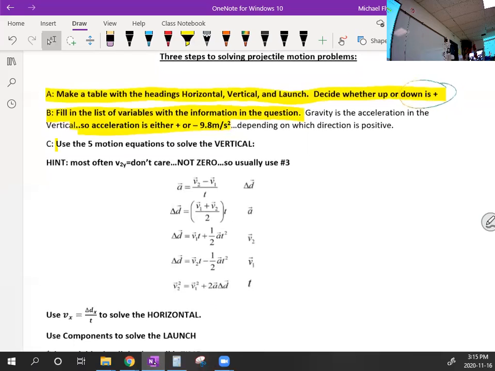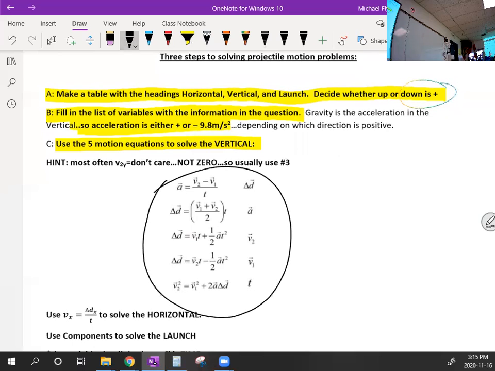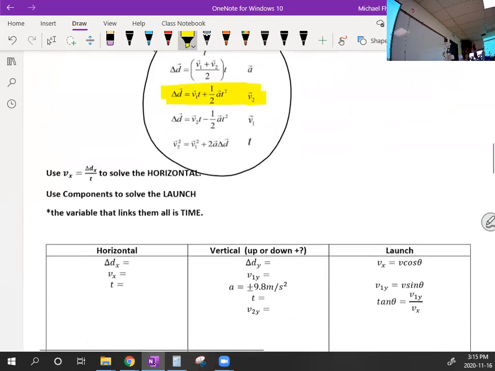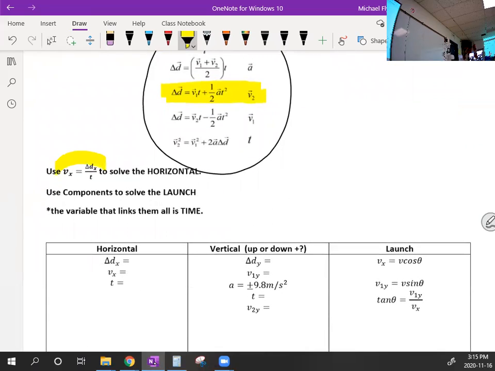Now, step C, use the 5 motion equations to solve for the vertical component. Now, you're not necessarily doing it in this order, step C, but in many cases, this is the order that you would do it in, okay? So use one of those equations. About 99.9% of the time, we don't care what V2 is, which is the impact velocity. And so we use that equation, okay, for the vertical component. Also part of this step, you use that equation for uniform velocity to solve the horizontal component.